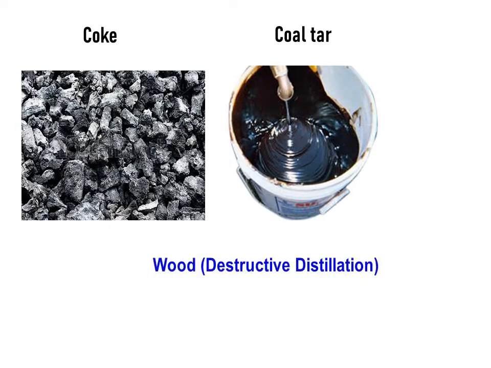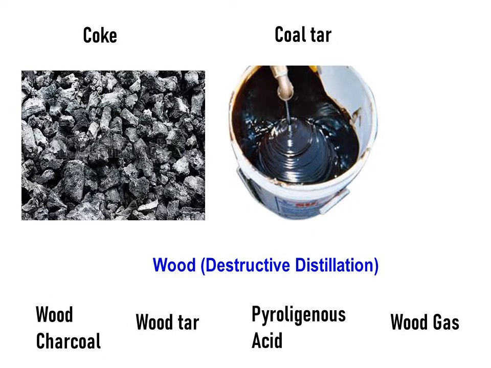Then that is also called the wood destructive distillation process. It will form wood charcoal, wood tar, pyroligneous acid, and wood gas. Once again, one solid, two liquid, one gas, similar to that of coal. So destructive distillation of coal leads to one solid, two liquid, one gas. Wood destructive distillation leads to one solid, two liquid, one gas. Same states of matter, only the names change.